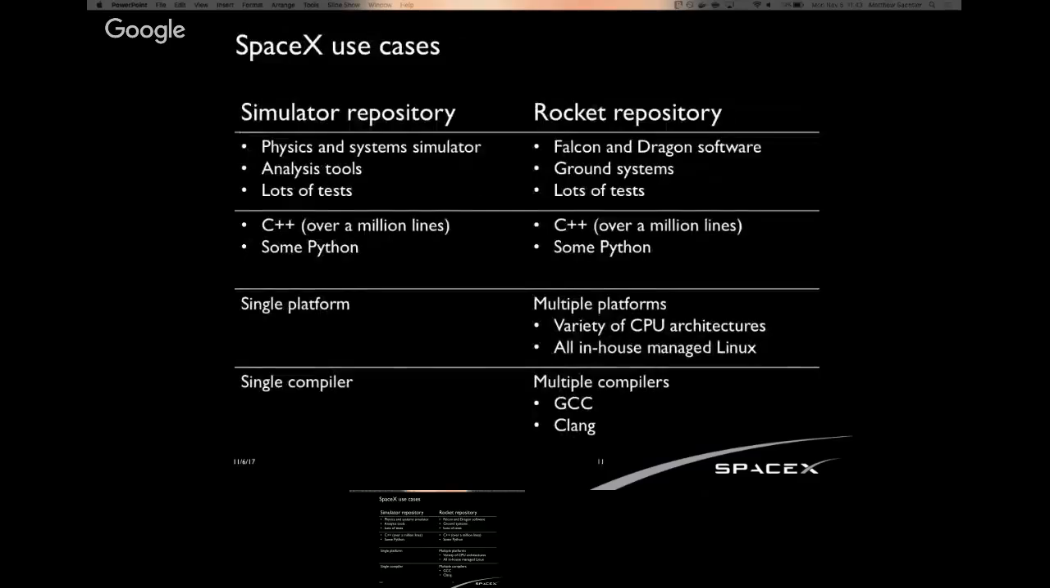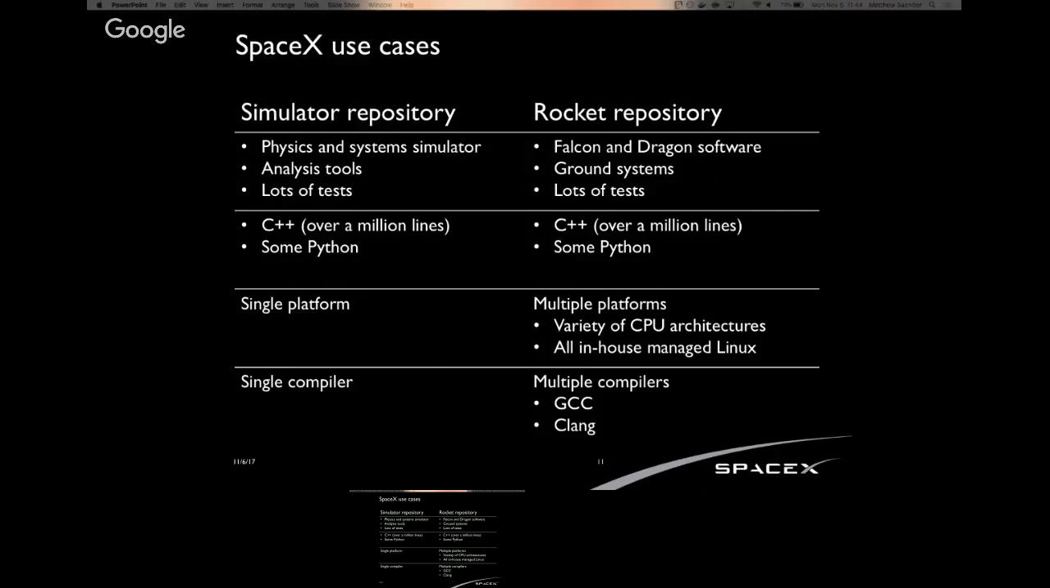And so that actually brings me to the two repositories that we've actually been working on the build systems for. So the first is the one that my team produces, which is the simulators. We have high-fidelity physics simulations of all of our vehicles that we use to analyze and design and test the rockets that we build. And then we have the rocket repository, which has all of the control software for Falcon and for Dragon, a whole bunch of the ground support equipment.